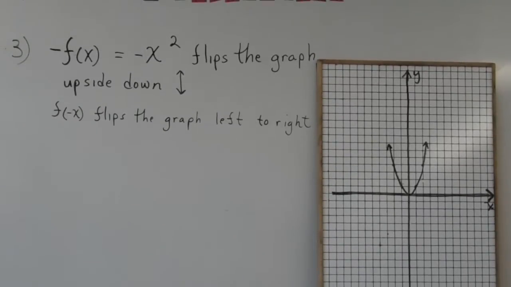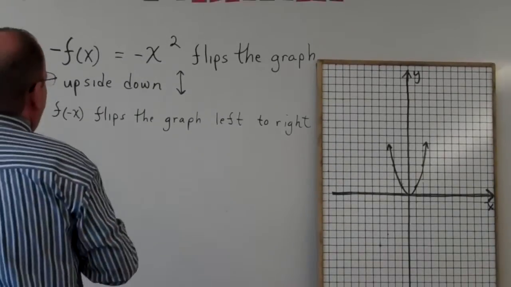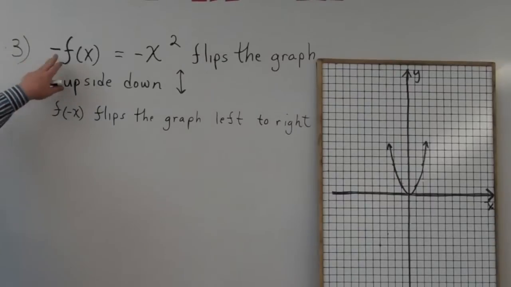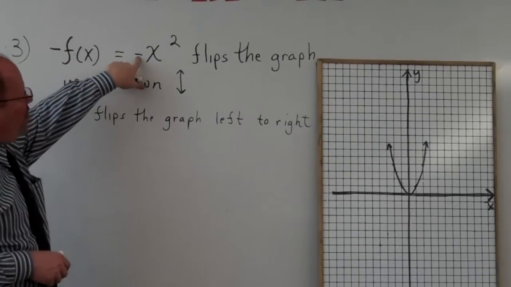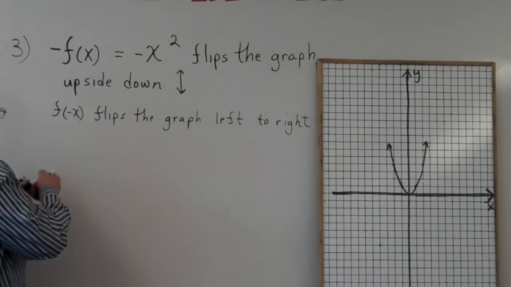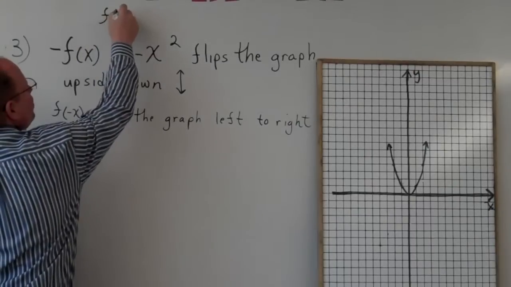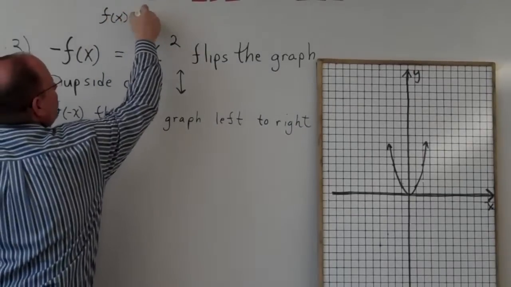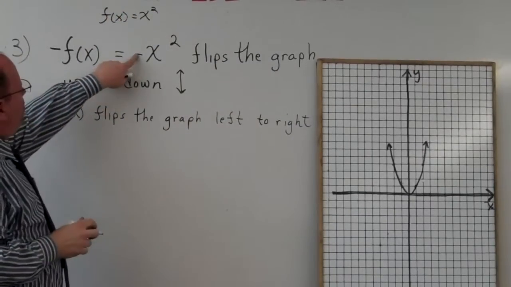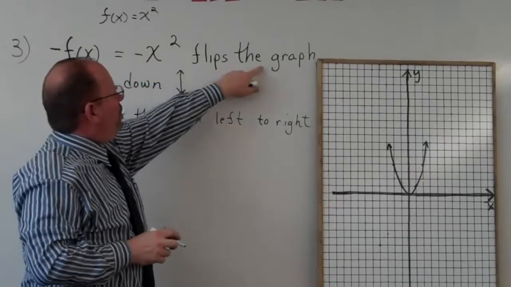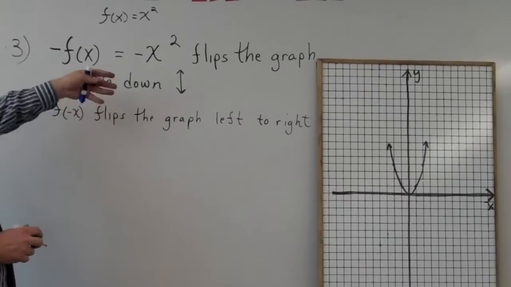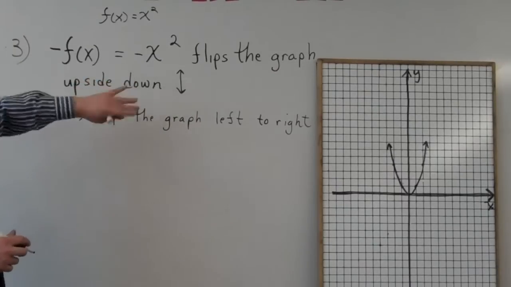Okay, welcome to part 2 of graphing by translation. Third rule: f of x becomes negative f of x. We're still using f of x equals x squared. If we're still just using this function, what that would mean is that here we would have negative x squared. And this is going to flip the graph upside down, flip it on x.